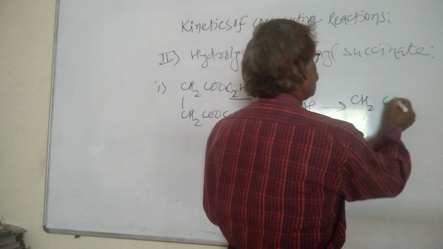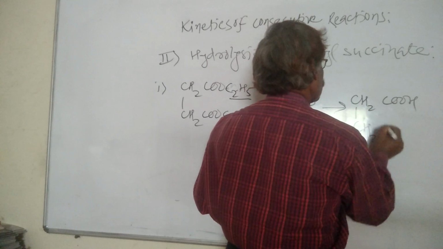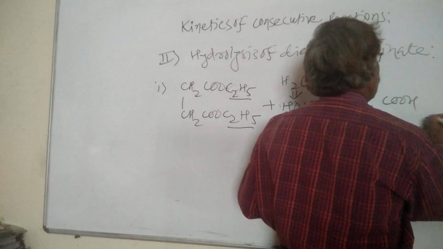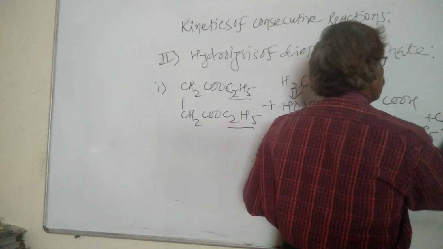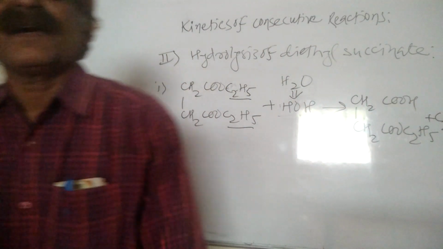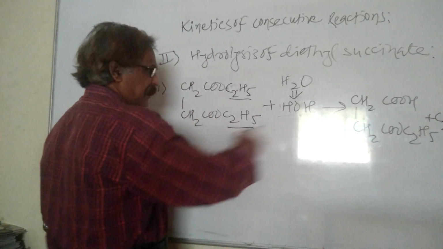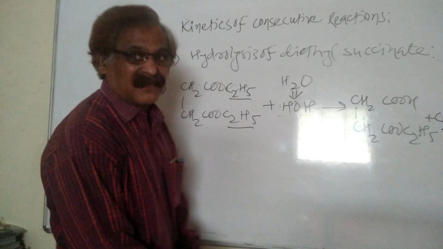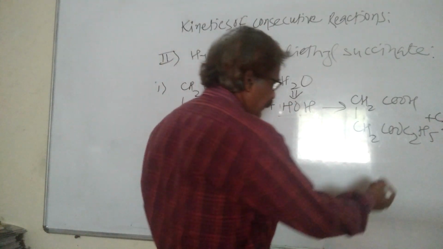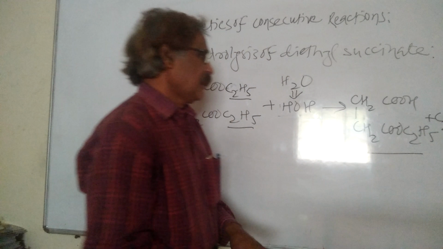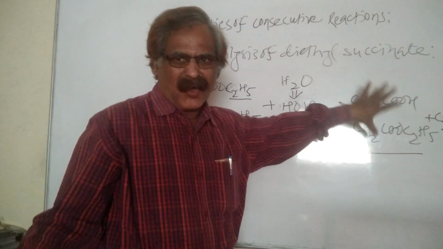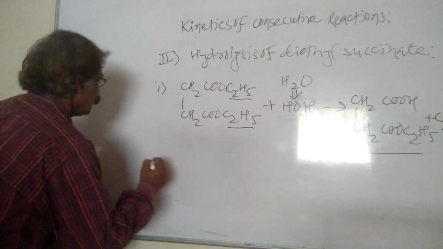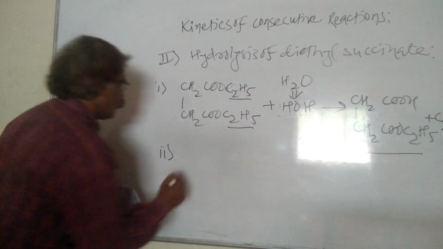CH2COOH, CH2COOC2H5 plus ethanol, C2H5OH. So when we look at this, we will see that in first step, diethyl succinate undergoes partial hydrolysis in a single step, and what we get? We get this product, and this new product generated in the first step is later on converted into the final products.